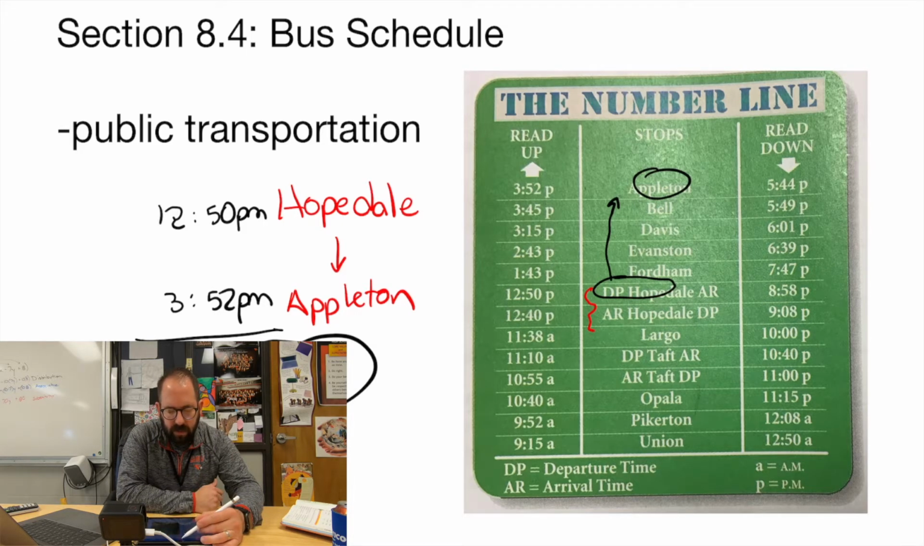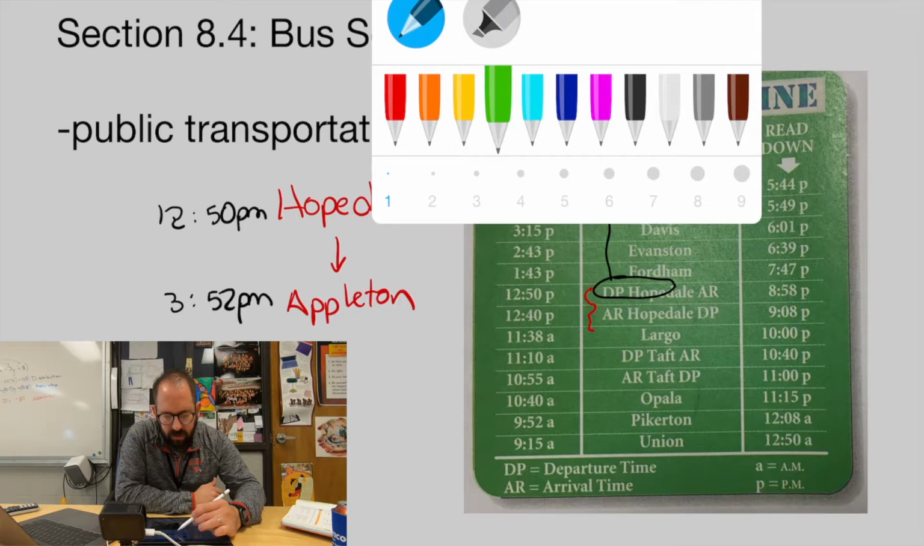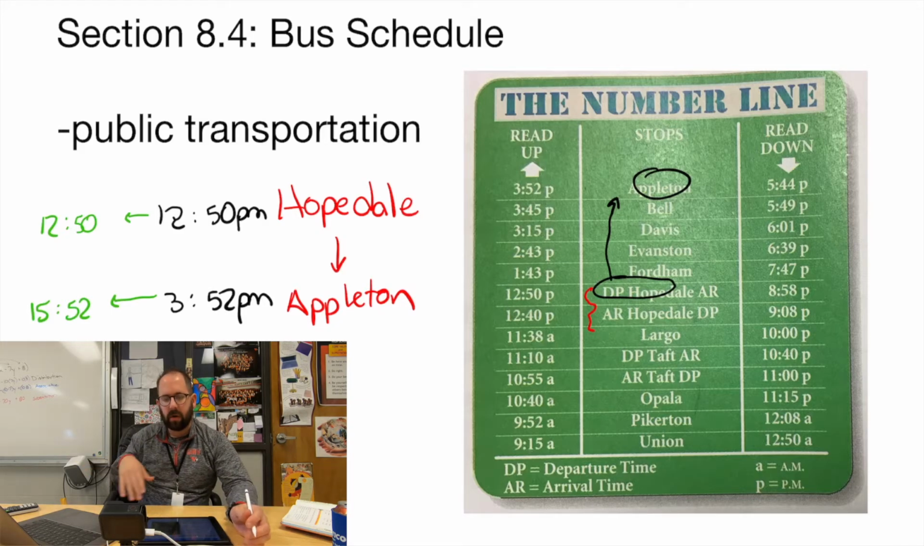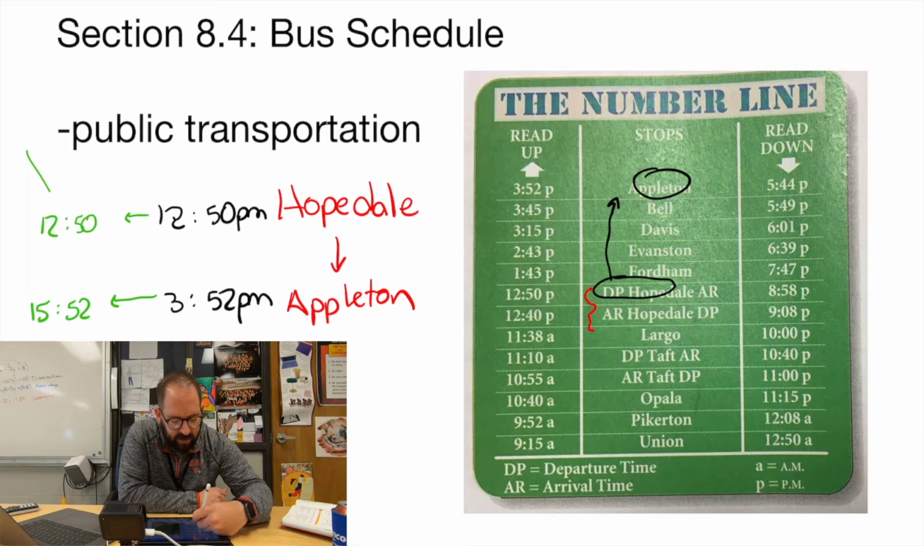So let me start here. Let me erase this. So again, that was 3 hours and 2 minutes. Let me get rid of that and let's talk about the military time now. If you're in the afternoon for military time, you add 12. This is 12:50, we're already in the afternoon. And then this, we have to add 12 to it, so this is 15:52. When you're after the noon hour, you have to add 12 because that's the second half of the day. So we're at 15:52, and what you do is you subtract these.